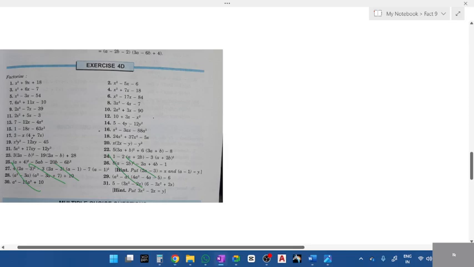Check properly. 10th is done, right? 15th also done. You have to start from the 17th.